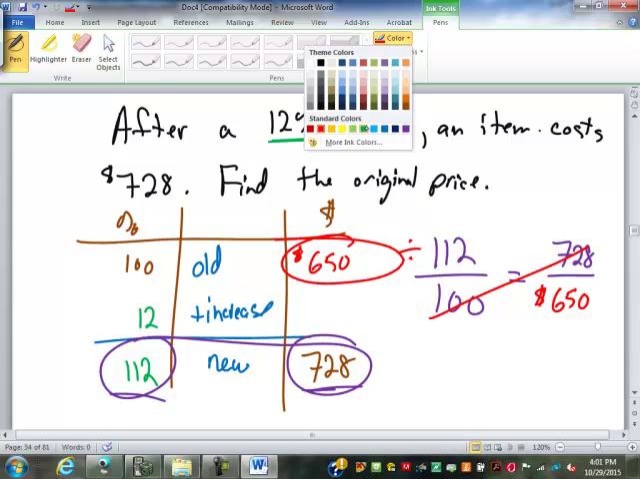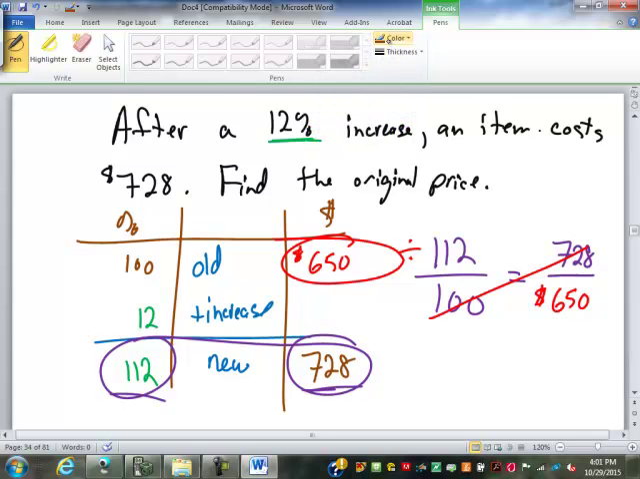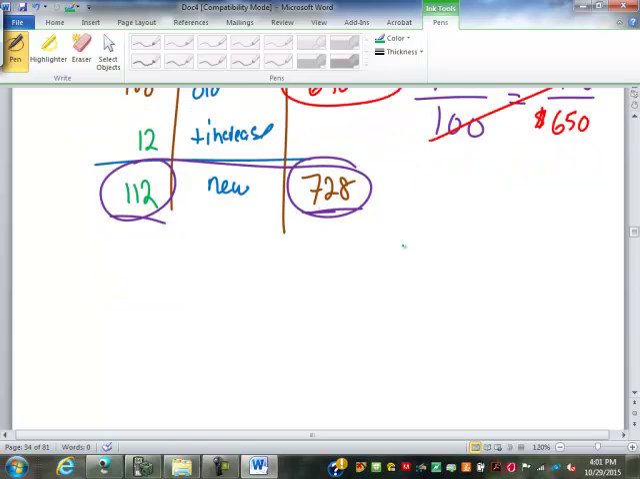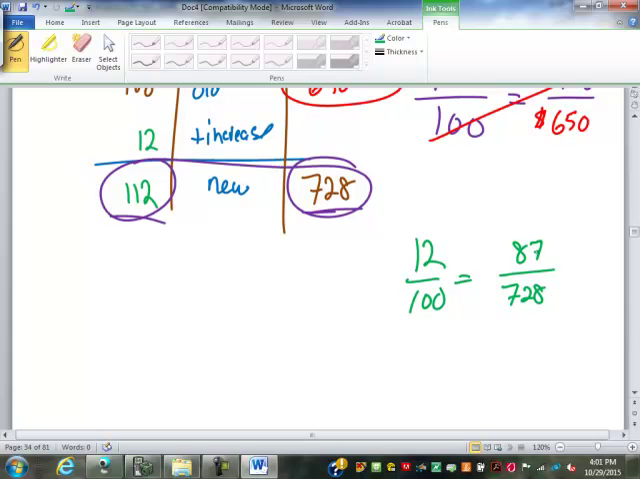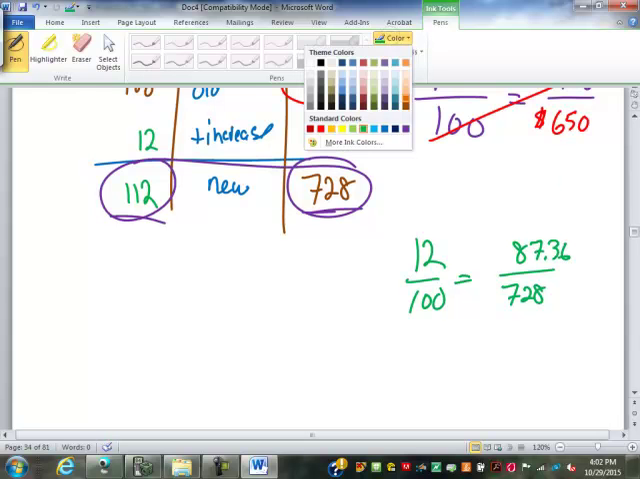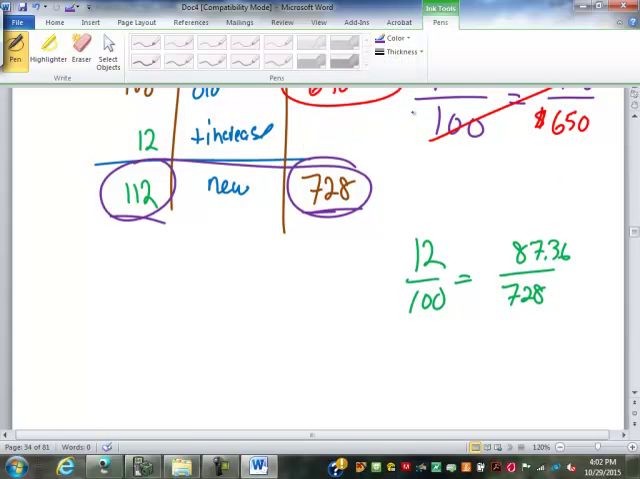Had we tried to find 12% and subtracted it, what would have happened? Well, we would have got the wrong answer, but how wrong would it have been? Well, 12% times 728, $87.36. If we subtract that, we're going to get what?